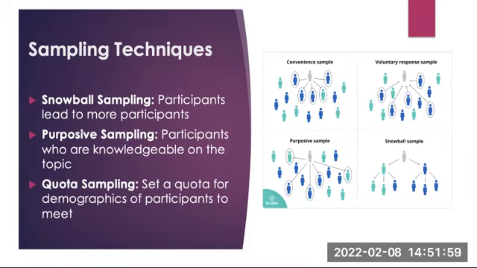In this type of sampling, the researcher begins with a small population of known individuals, and then the researcher expands the sample by asking those initial participants to identify others that should participate in the study.